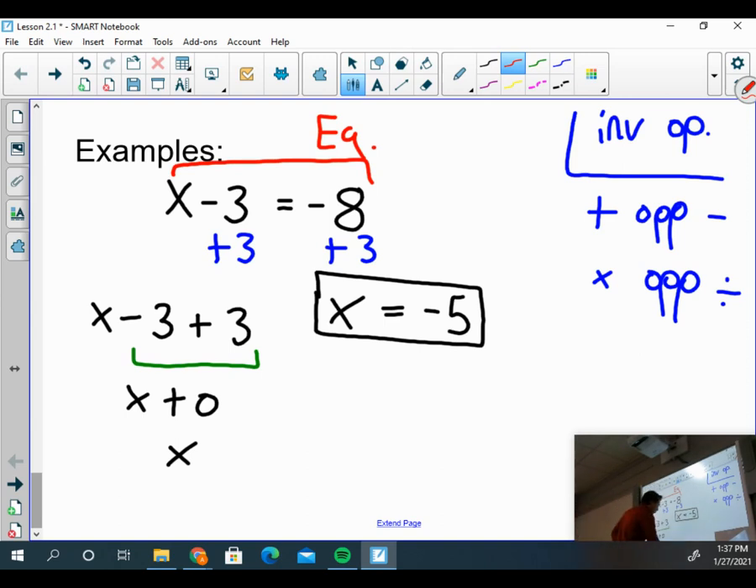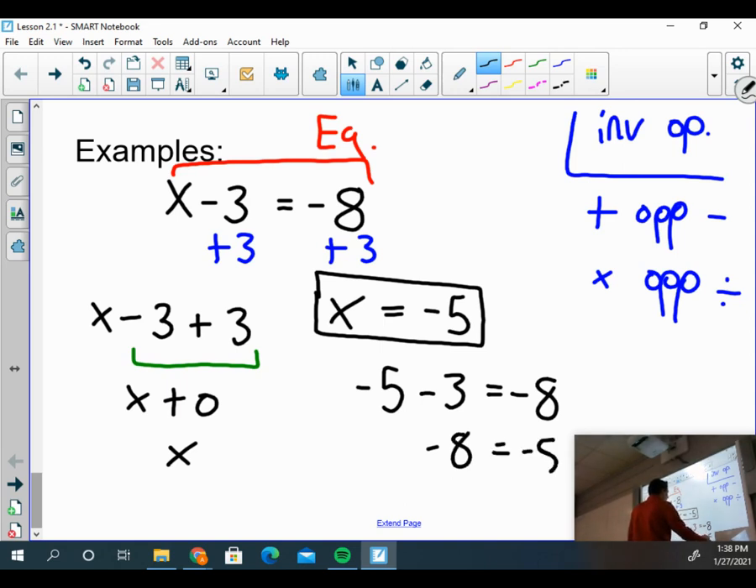So if I'm doing this properly, both sides should be equal. In other words, if the solution I got for x is correct, it should make both sides of those equations equal. So I plug in negative 5 for x. And I want to see if these sides are equal. Well, if you check it in a calculator, negative 5 take away 3 does give you negative 8. So both sides are equal. And thus, our solution of x equals negative 5 is correct.